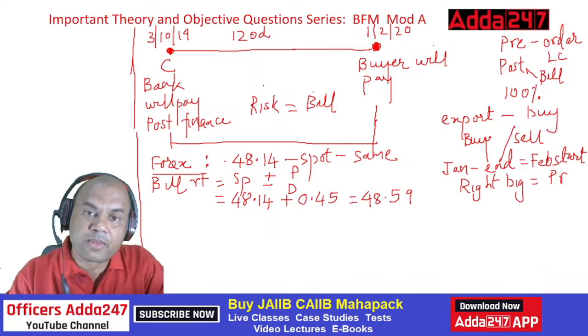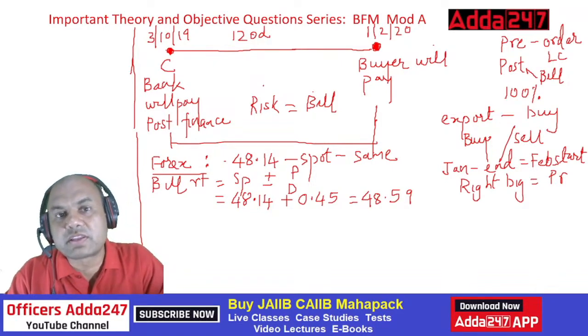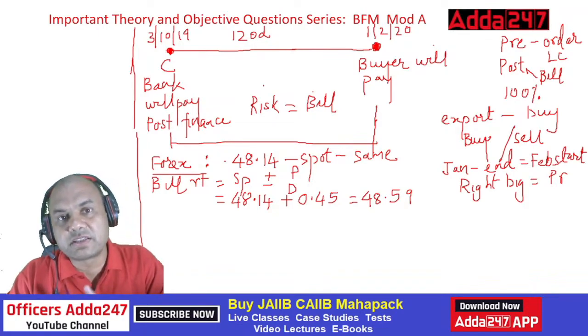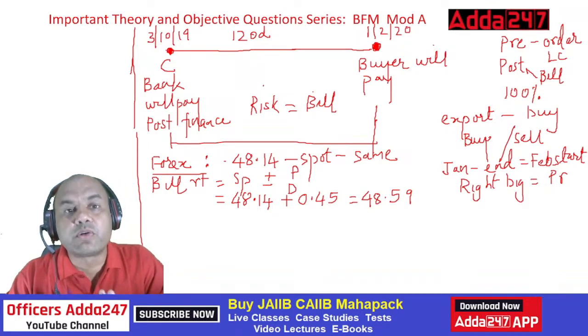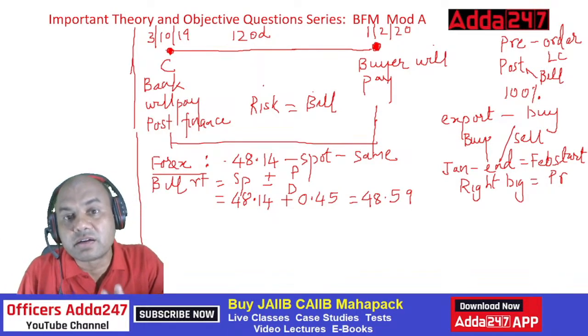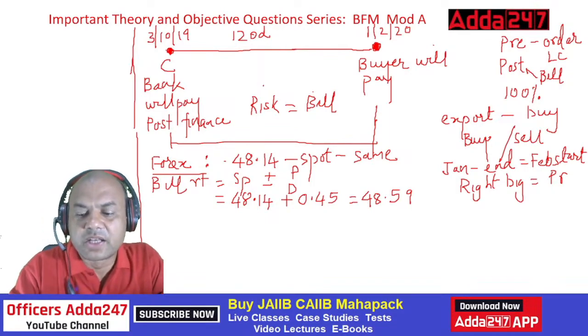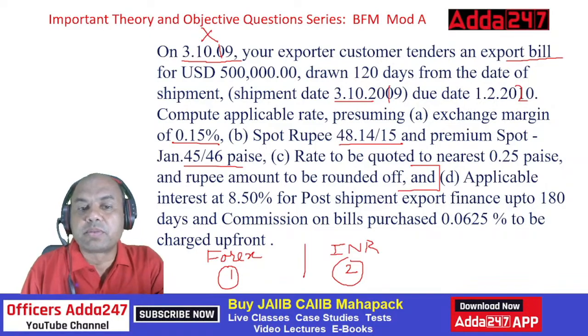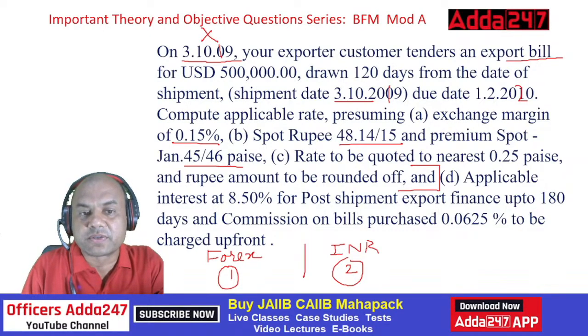No. Why? Because always remember, in any forex there are three parts. One is buy or sell, decide that. Second is forward rates, which is the forward margin, so apply the forward margin. And third is always the TT margin, TT or the exchange margin. So what is the exchange margin given over here? See here, premium, spot is this, and exchange margin, look at this, 0.15%.